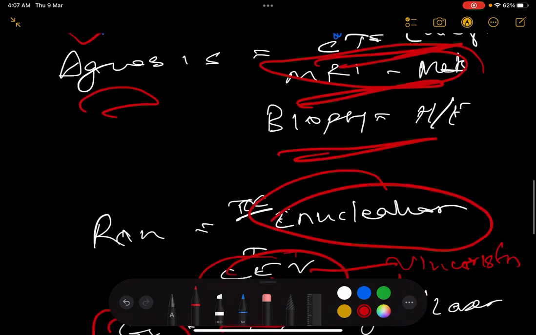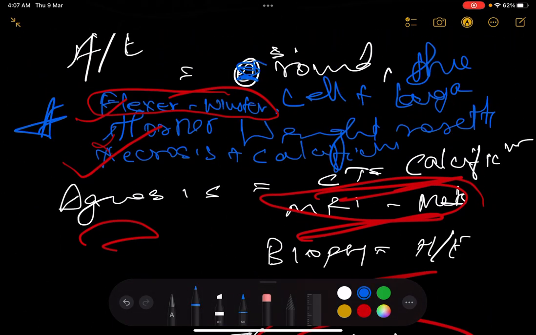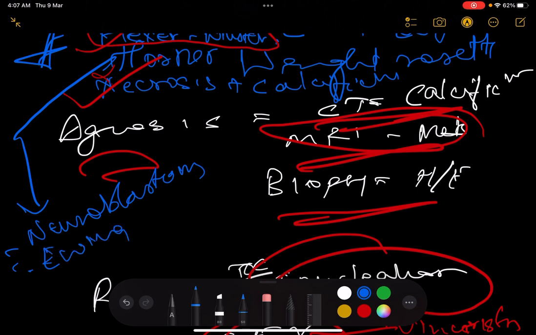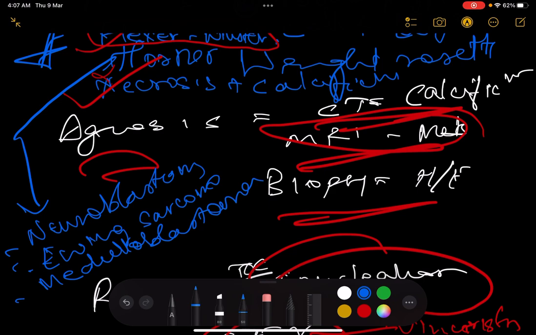Just very important to note is where else you can see Homer Wright rosettes, because this comes as an MCQ: you can see it in neuroblastoma, you can also see it in Ewing sarcoma, and I also feel that you can see it in medulloblastoma. The only question is, can you see it in a medulloblastoma or astrocytoma? But astrocytoma is a GFAP positive tumor, so I do not think that you could see it in an astrocytoma. But if you spare me another 30 seconds, I think I can figure out if it is seen in any of the CNS tumors.